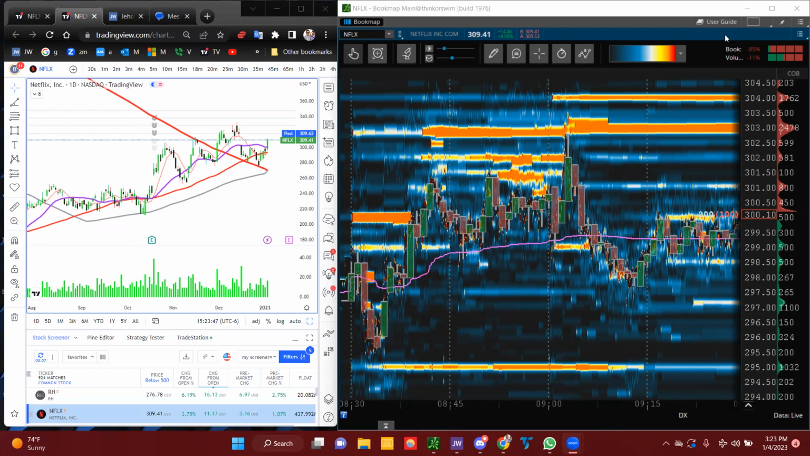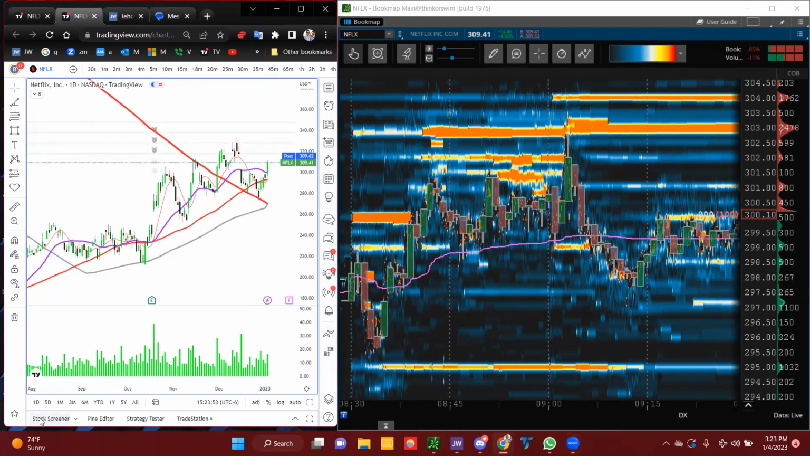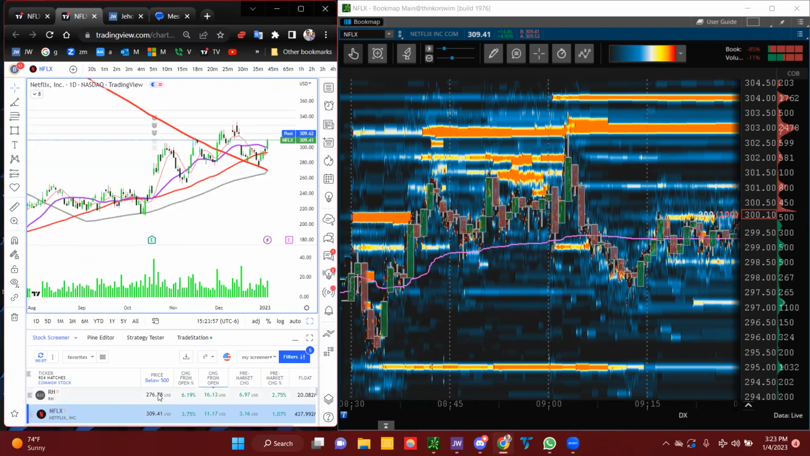All right, so with that in mind, when it comes to actually finding plays, how do you go about finding plays? Well, it's very simple. You go to your stock screener function, any screener if you want to. Doesn't matter which one. You're just doing a basic search here. You're just looking for change from the open and change from the open percent.